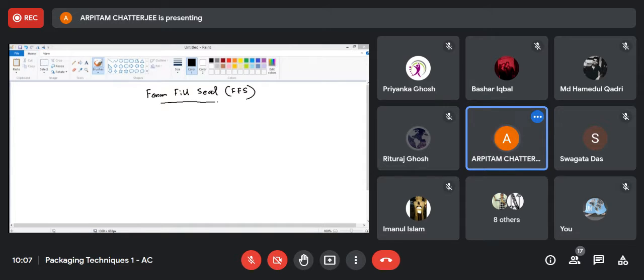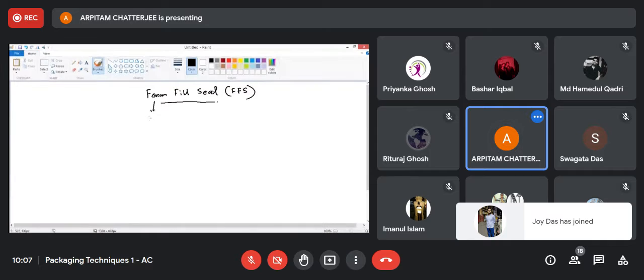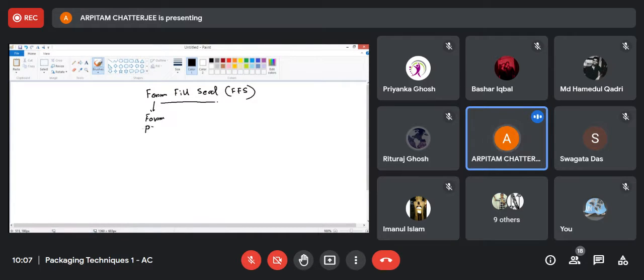One is form, one is fill, and one is seal. Forming means you have to form the package. Fill means you have to fill that formed package with product. And seal means obviously that once you have filled it, you have to seal it. So these three things happen in one go.